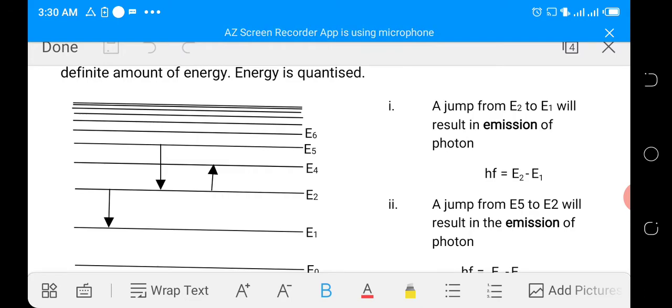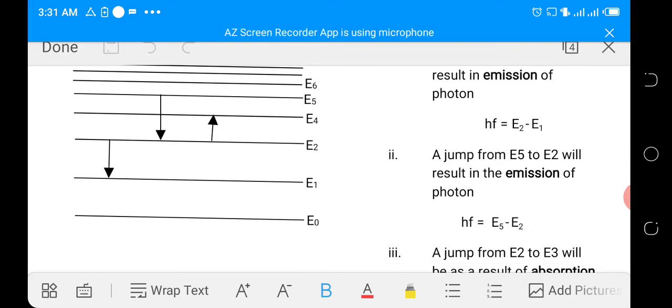And that energy radiation is given by the difference between the two energy levels, that is higher energy level minus lower energy level. And the quantum of energy radiated is given by the equation E = hf, where h is the Planck constant and f is the frequency of radiation. Therefore, the energy emitted when an electron jumps from a higher energy level to a lower energy level is given by the equation hf, that is the product of the Planck constant and the frequency of radiation. Also, if an electron jumps from an energy level, let's say E5 to E2, that will also result in an emission of a photon, which is also given by hf = E5 minus E2, because it jumped from E5 to E2.